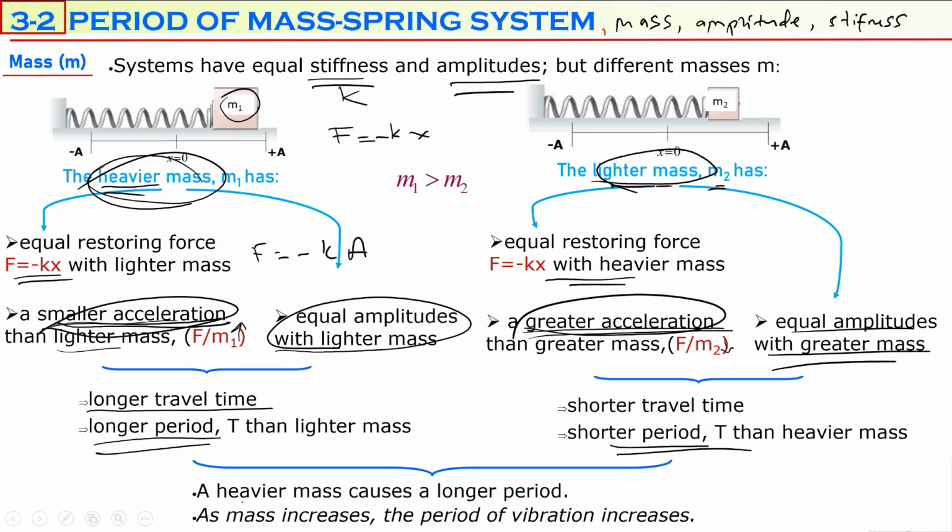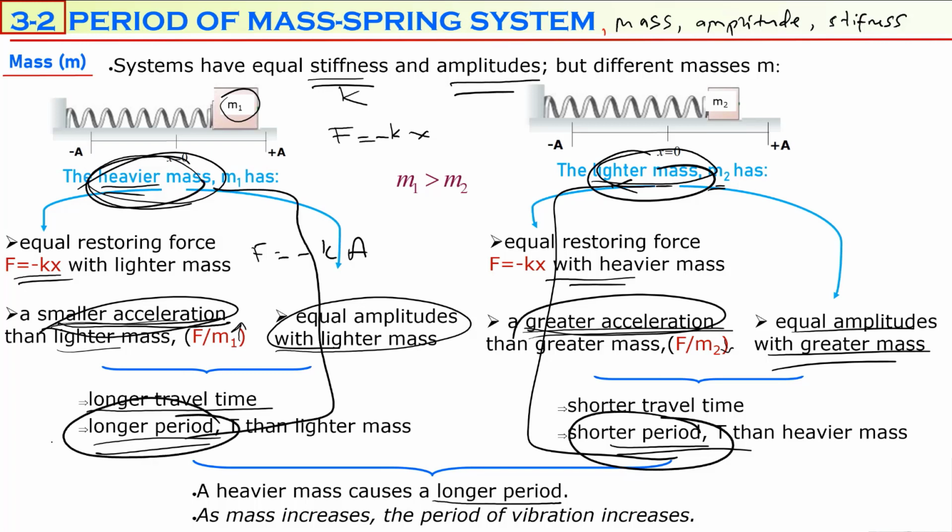So then we can say that yes, mass of the mass spring system has an effect on the period. The heavier mass causes a longer period, while the lighter mass, shorter period. As mass increases, period of the vibration also increases: heavier, longer, lighter, shorter.